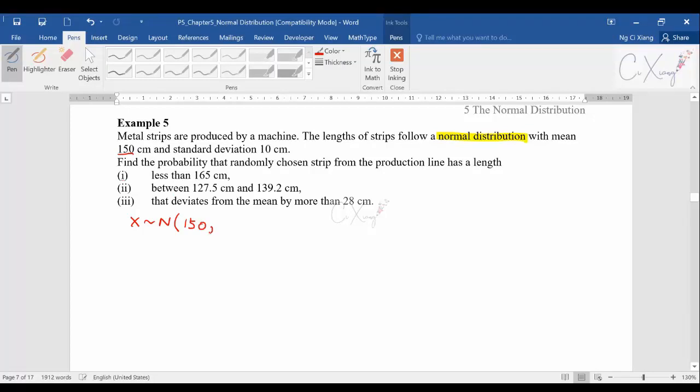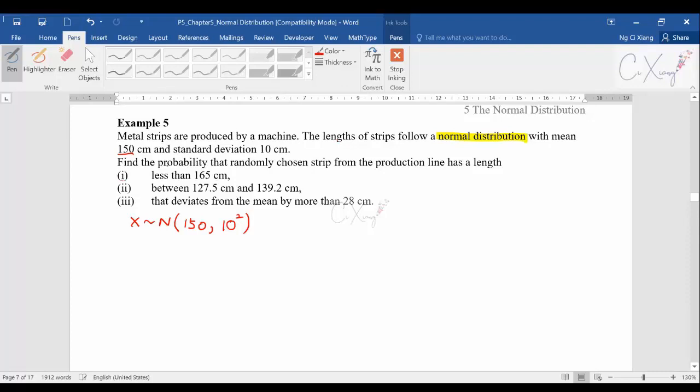Mean is 150. Standard deviation is 10. So I need to have a variance here, which is 10 squared. Okay, so first I always write out the symbol correctly. If let's say you want it to be more detailed, you can write out what is the meaning of X. Okay, the X is the length of strips, if you want to write out in detail.